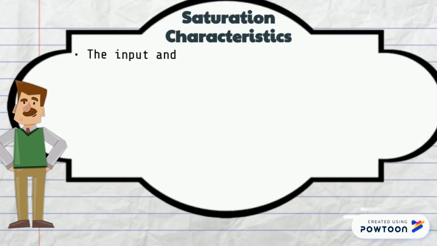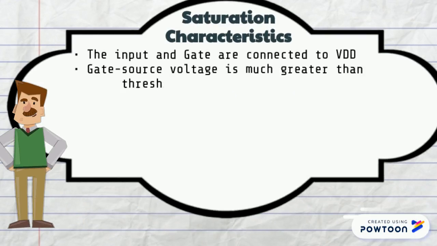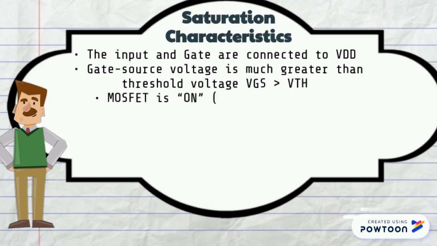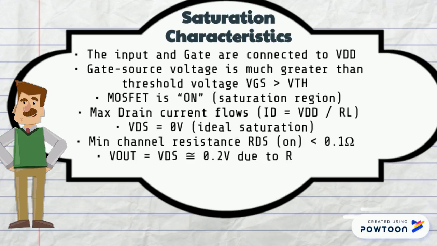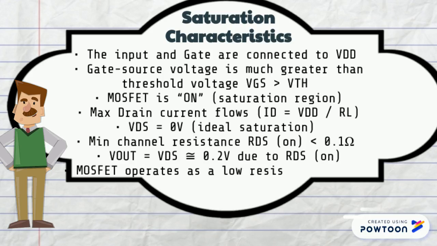Saturation characteristic. The input and gate voltage are connected to VDD, VGS is much greater than VTH, MOSFET is on, maximum drain current flows, VDS is equal to 0, minimum channel resistance is less than 0.1, Vout is equal to VDS equals 0.2 volt, MOSFET operates as a low resistance.